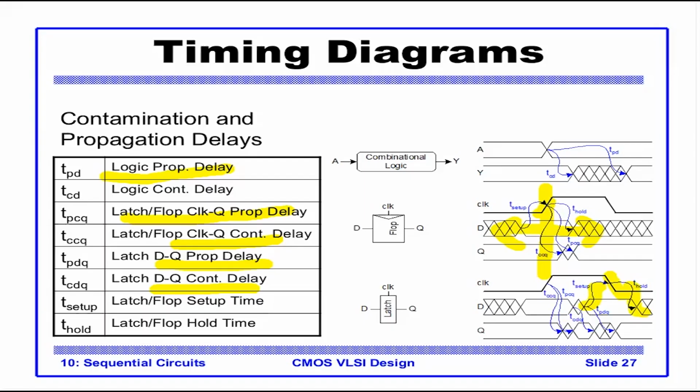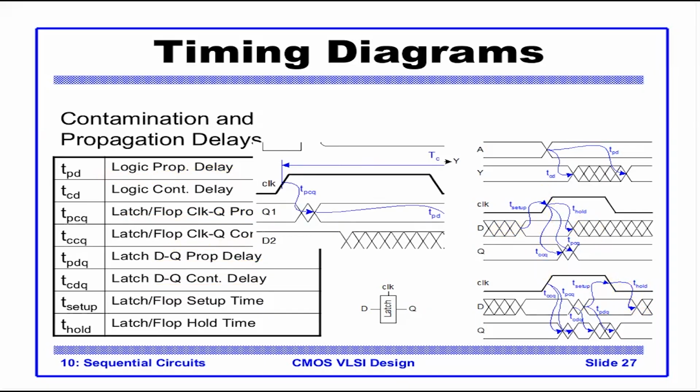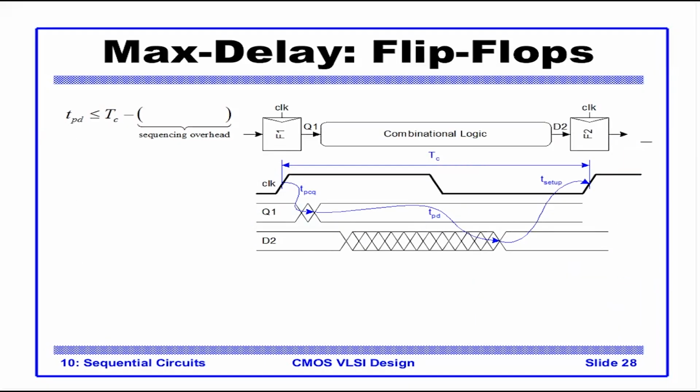Now let's see how we use these delay variables to estimate the frequency of a design, or in other words, to see what the sequencing overhead will be. Now let's look at the flip flop case, the max delay case. This type of diagram and these equations you will encounter a lot of times in the next units, because this is the basis of calculating the frequency of a design.